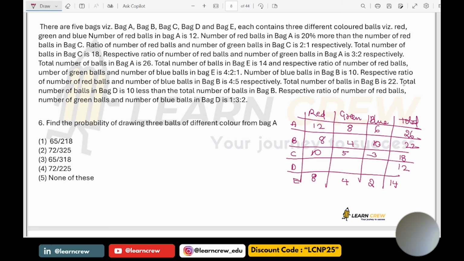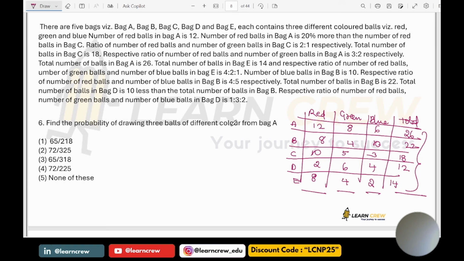Next, respective ratio of number of red balls, number of green balls, and number of blue balls is 1:3:2. Thereby 6 parts is 12. So each part would be 2. So it would be 2, 6, and 4. So total number of red balls, total number of green balls, total number of blue balls, thereby total number of balls. If you add total number of balls, how much are you going to get?